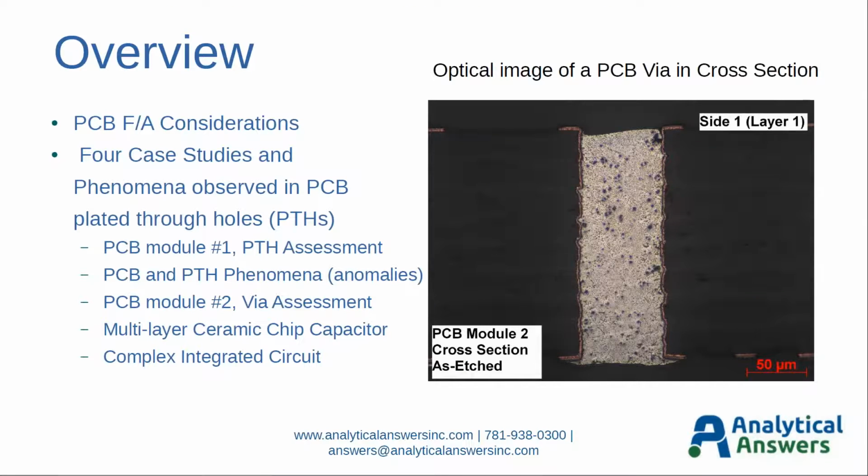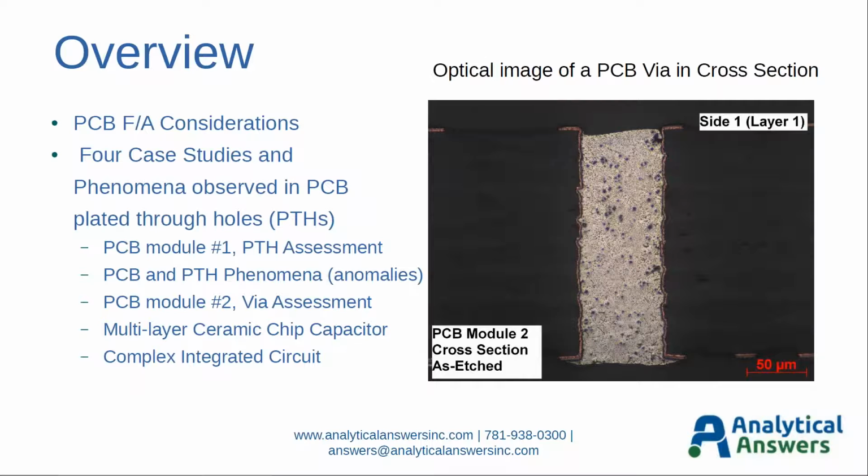So first, I'd just like to go through an overview of what we're going to be talking about today. The first thing we're going to talk about is PCB, or Printed Circuit Board, FA considerations. And then I'm going to go over 4 case studies, as well as some phenomena or anomalies that are observed in PCBs themselves and plated through holes. So the first case study is going to be PCB module number 1. We're going to look at a PTH assessment.